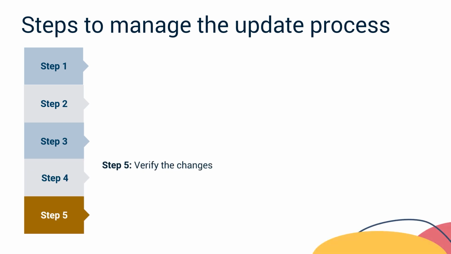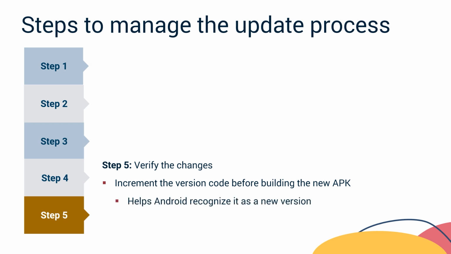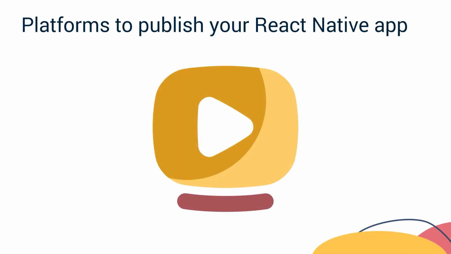The last step in the update process is to verify the changes. After installing the new APK, open the app and verify that your latest changes are reflected. Make sure that you increment the version code in app.json or Android manifest.xml before building the new APK. This helps Android recognize it as a new version, which ensures the update process happens smoothly. If you do not increment the version code, Android may not allow the APK to be installed, or the changes may not reflect properly.